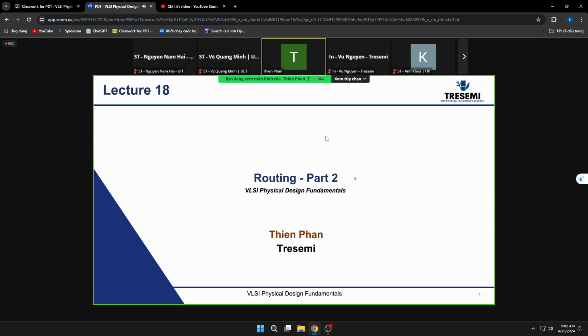Instruction to routing. Today we're going to go a little bit deeper into the first phase of routing, which is global route. Next week we're going to have a lab for global route, and after that we're going to look at the detailed route.